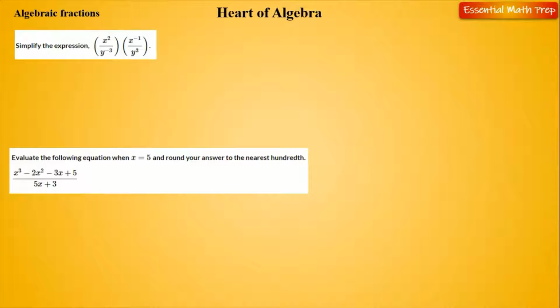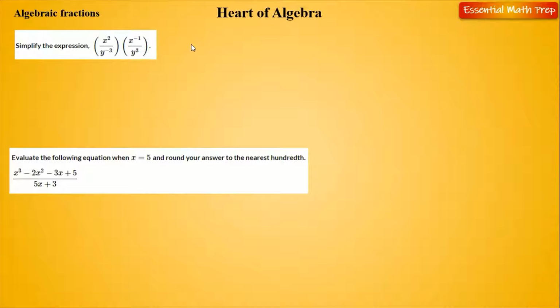Simplify the expression: x squared divided by y raised to the power negative 3, multiplied by x raised to the power negative 1 divided by y cubed. There's probably more than one way to solve this problem. The way I'd recommend is you see two terms within each bracket, right? Convert the negative exponents into positive exponents, which means every term in the whole problem is positive now, so it's easier to solve the problem. So let's go ahead and solve it.